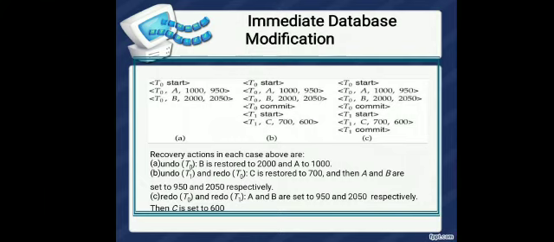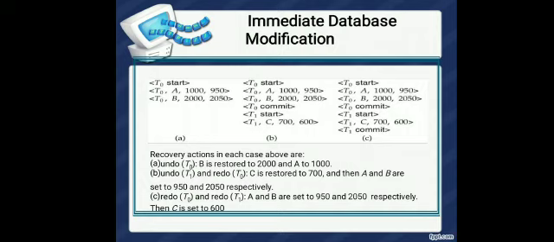So first, undo of T0. B is restored to 2000 and A to 1000. If there is any system failure after updating this value, we can perform the undo operation, that is, we can restore the old value. So B, having the new value of 2050, we can restore to the old value of 2000, and restore the new value of 950 to the old value of 1000.